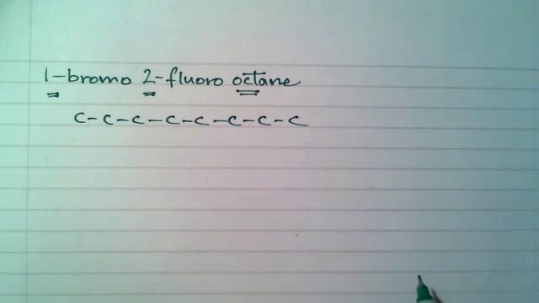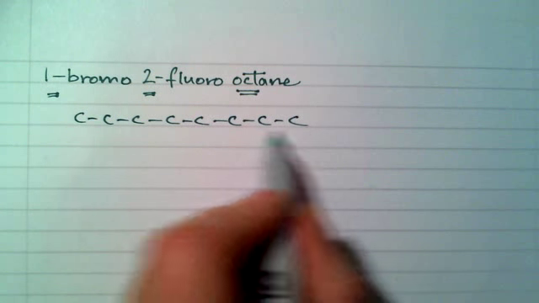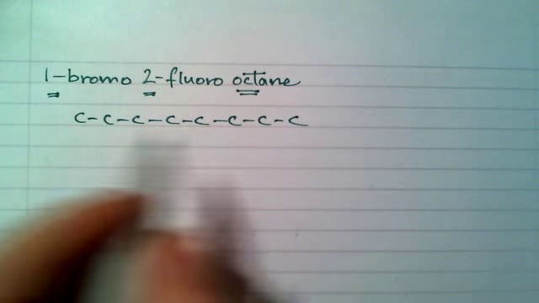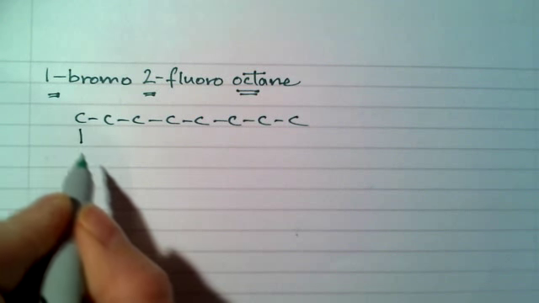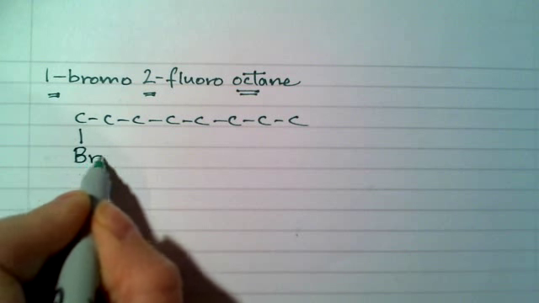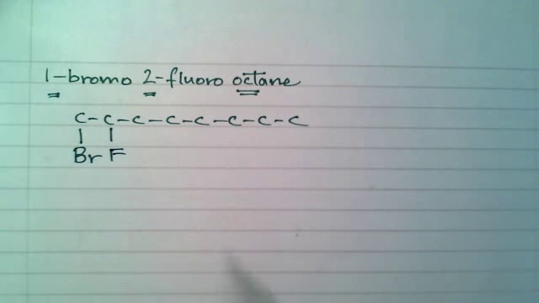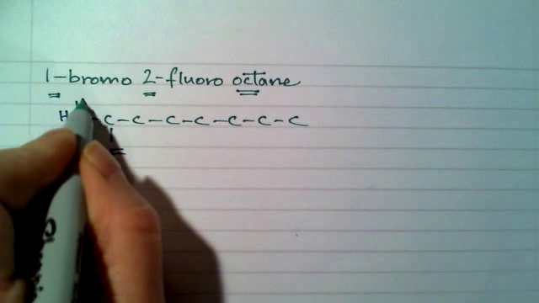And my 8 carbons. You can choose this as 1 or this as 1. Let's put it here. Bromine and fluorine. And then the rest is H.